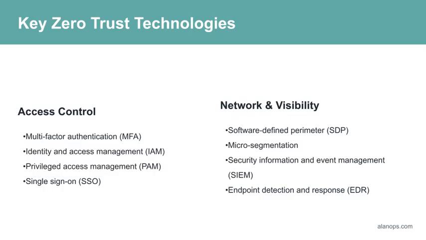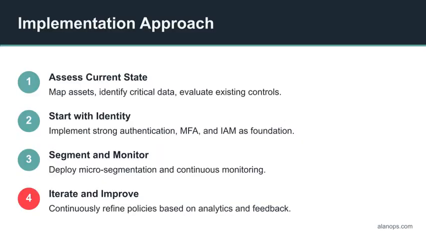So let's talk about how you actually implement this. Here's the good news. You don't need to rip out everything or replace everything overnight. Zero trust is a journey, and we take it in practical, incremental steps. Step 1. Assess your current state. Map your assets, identify critical data, evaluate existing controls. Where are you vulnerable?